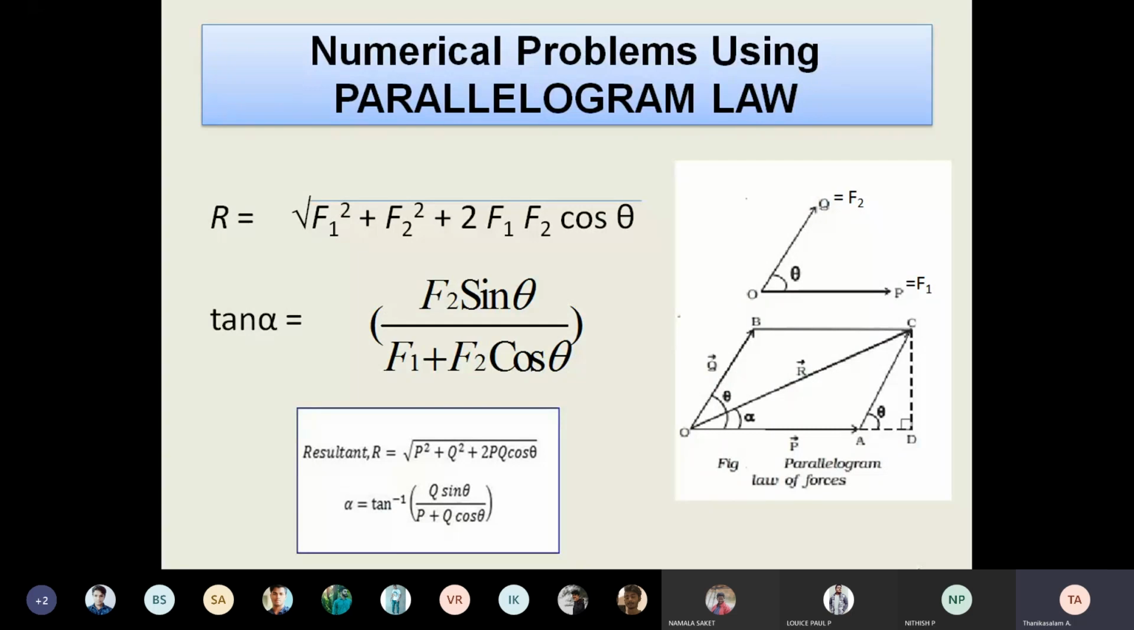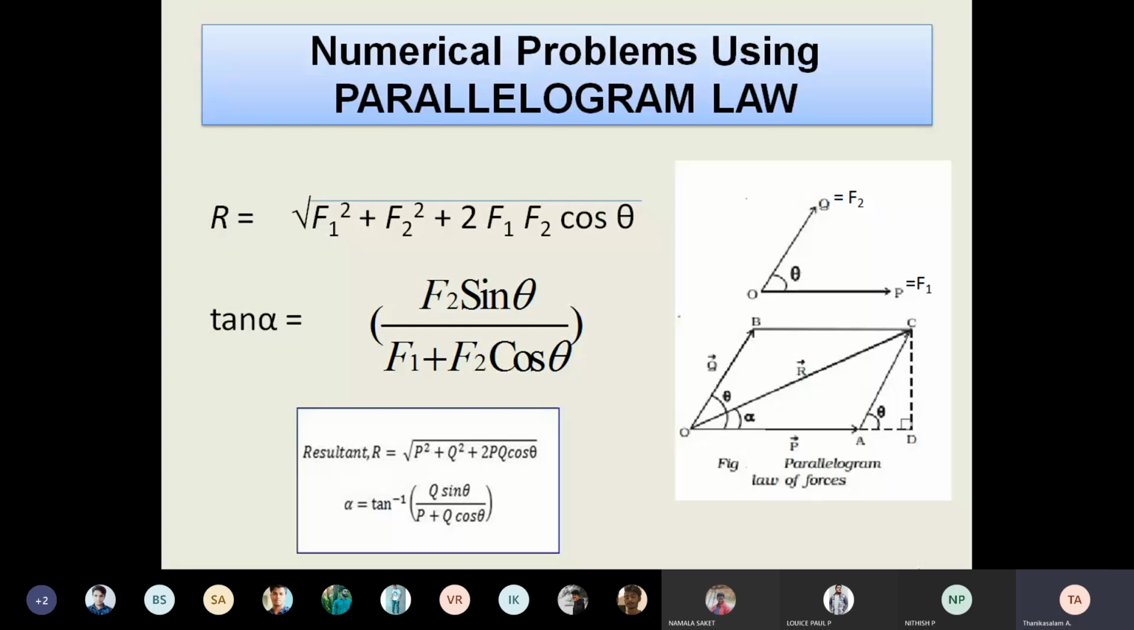By the parallelogram law, R equals square root of F1 squared plus F2 squared plus 2 F1 F2 cos theta. Alpha is the resultant direction. Be careful: tan alpha equals F2 sin theta divided by F1 plus F2 cos theta. This is the parallelogram law we are going to use. Students, remember: when only two forces act on the body, we can use the parallelogram law by the analytical method. I have given the diagram and the formulas.